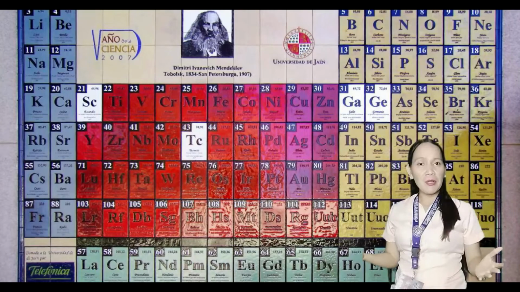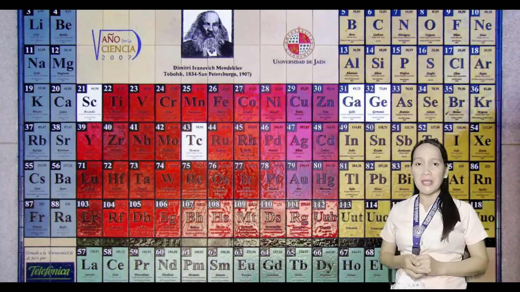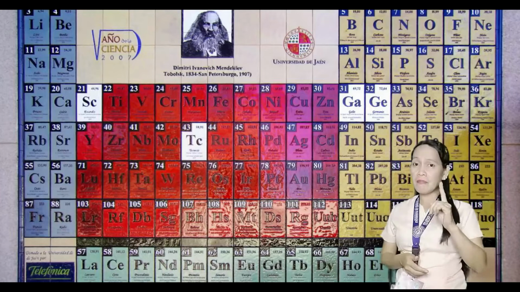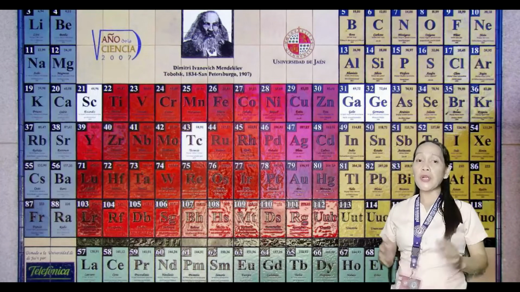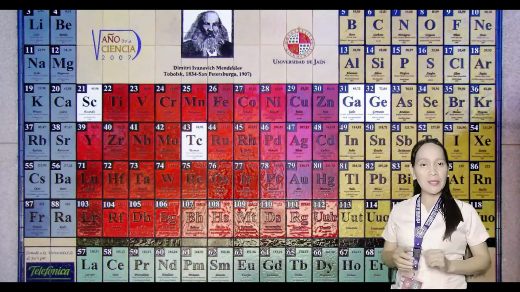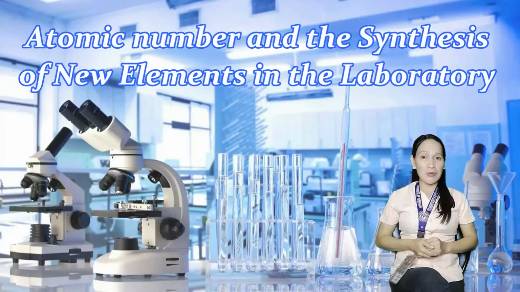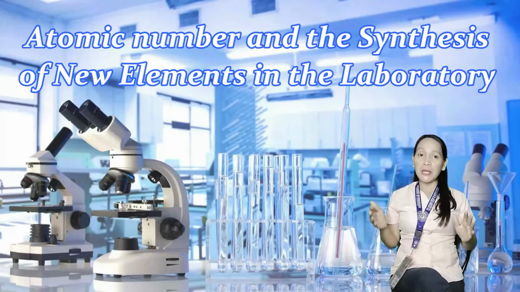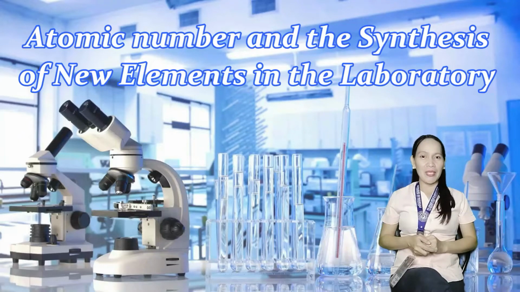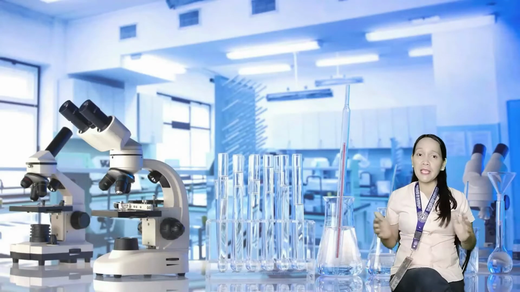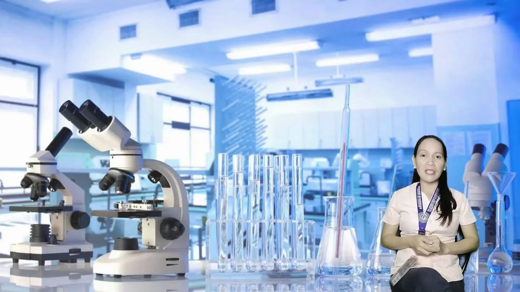The periodic table of elements many years ago is not what it looks like today. There were many gaps or missing elements, meaning those elements were not yet discovered or synthesized. In today's lesson, we will focus on the processes by which elements are synthesized in the laboratory. But before that, you need to understand some essential vocabulary and concepts about atoms and nuclear reactions.